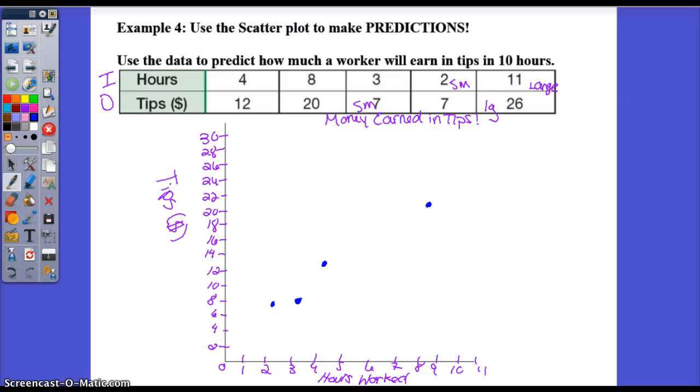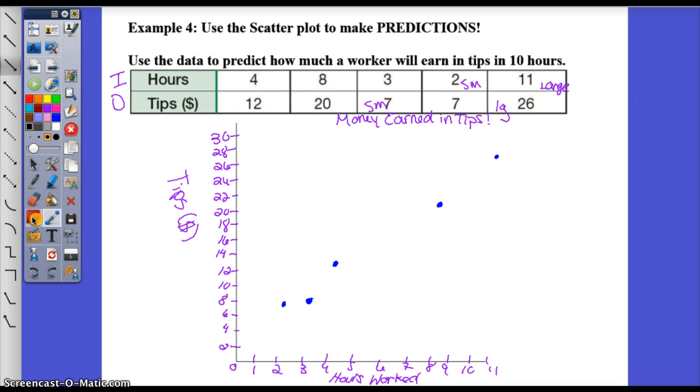We were in the middle of plotting points, so let's just finish plotting points. The last one we did was they worked 2 hours and that was $7. Now, if they work 11 hours, we know that it was $26 in tips. Looking at the graph, I know that it has a positive correlation. So now we're going to draw our line of best fit.